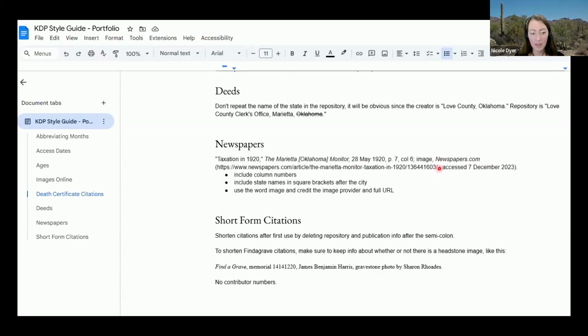And then short form citations. Here's how I decided to do that. Shorten citations after the first use by deleting the repository and publication info after the semicolon.